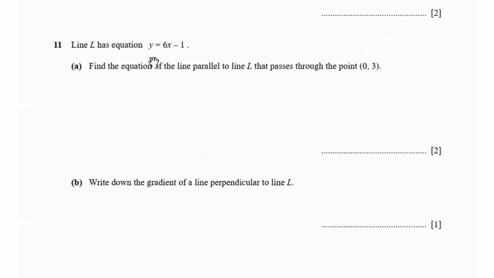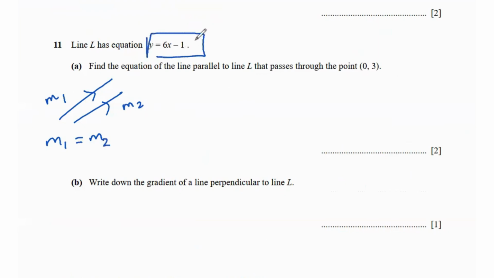Line L has equation y equals 6x minus 1. Find the equation of the line parallel to line L that passes through the point (0, 3). So if two lines are parallel, that means the gradients of the two lines are going to be the same. So m1 would equal m2. This equation is in the slope-intercept form, which is y equals mx plus c, m being your gradient.